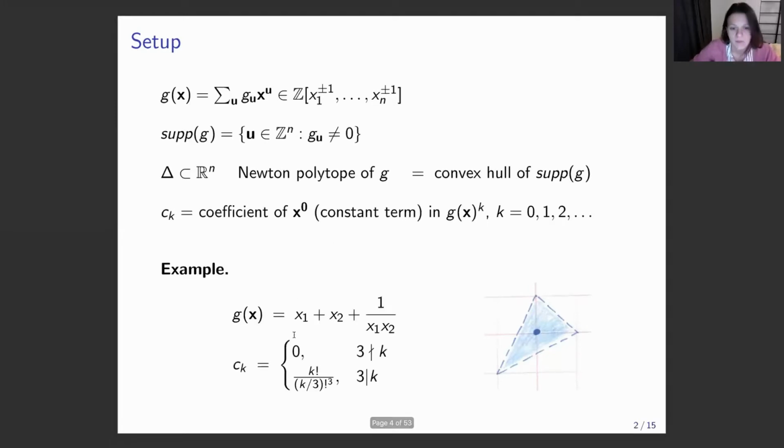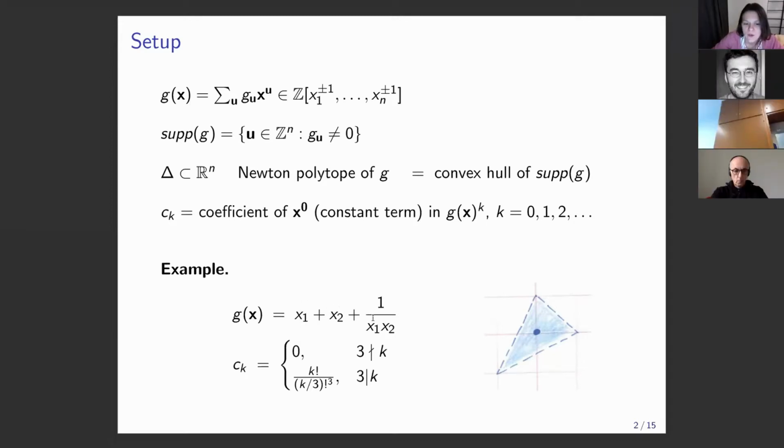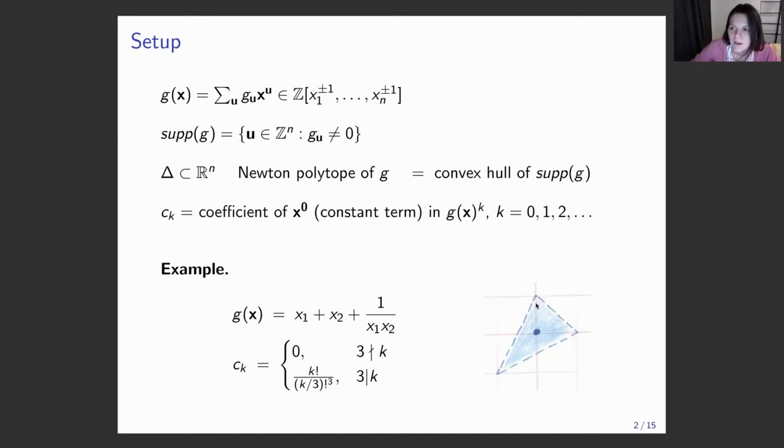For example, let's take this Laurent polynomial x1 plus x2 plus 1 over x1 x2 in two variables. So the exponent vectors are (1,0), (0,1), and (-1,-1). You can see them on this picture. The bold point is the origin. The convex hull is drawn here. This is the Newton polytope delta. And then if we raise g to some power k to get the constant term, we need to take each monomial the same number of times. Therefore, there will be constant terms only when k is divisible by 3. And there is a simple binomial formula for the sequence in this case.